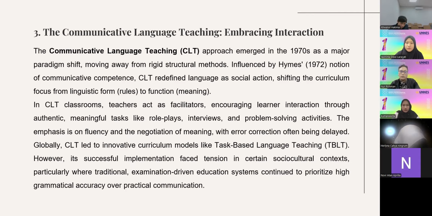The CLT has some key features. The first one is activities such as role plays, group discussion, and problem-solving tasks. So by using these activities, the student will be able to implement communication in English that simulates real-world interactions.